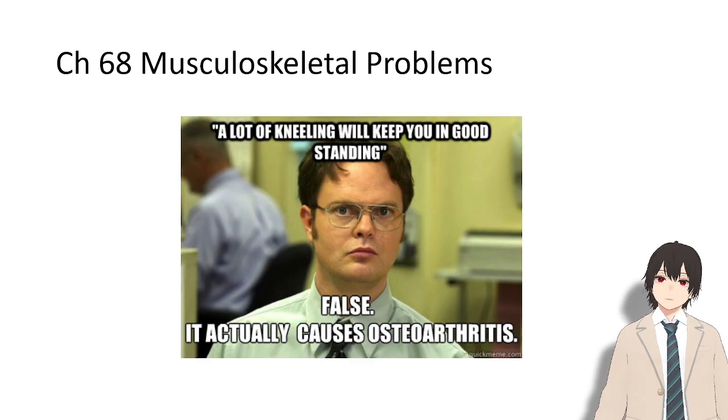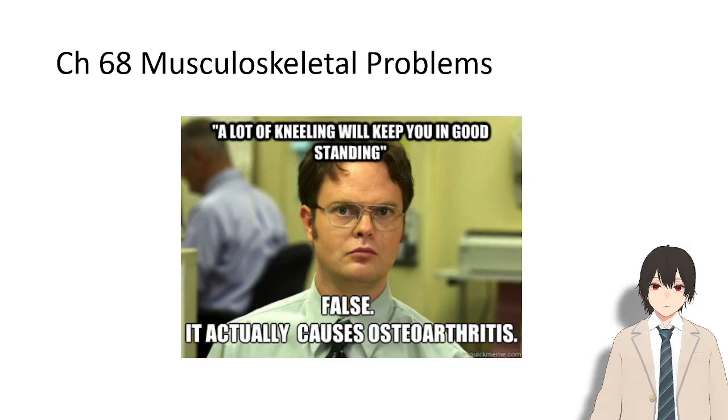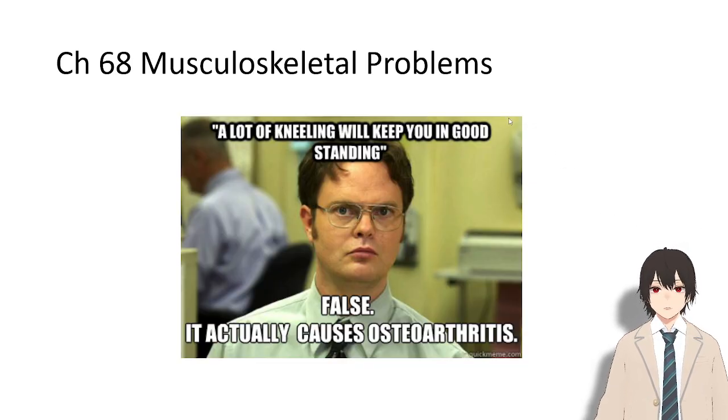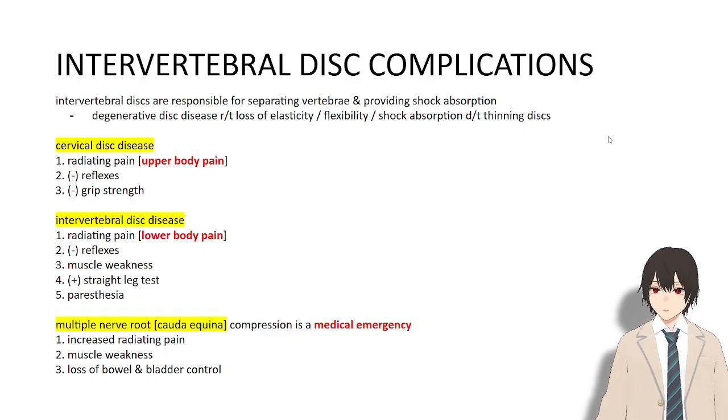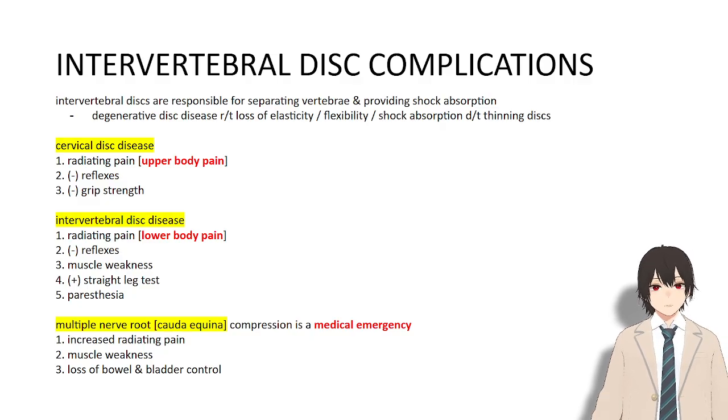So we're going to be picking up with chapter 68 of Musculoskeletal Problems in Lewis Medical Surgical, I think 12th edition. This is a relatively short chapter, so I'm going to finish these 3 slides and then we're probably going to do some practice questions, because the next chapter is GI and it's relatively long. So we're going to pick up with intervertebral disc complications.